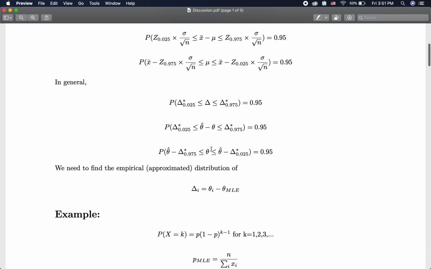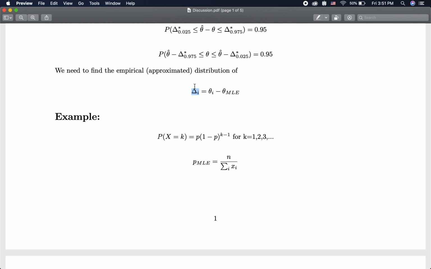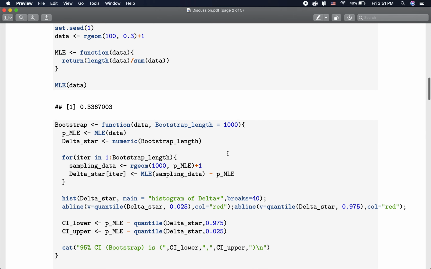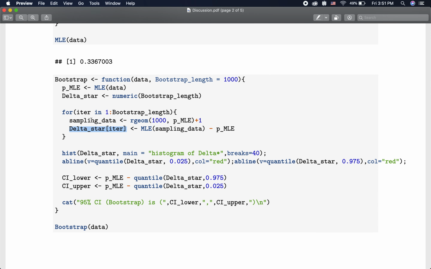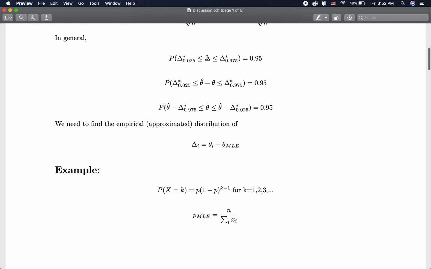Because of our construction, our delta is the difference between the simulation and the MLE. So we take the difference here. After these 1,000 simulations, we will get 1,000 delta I, and each delta I is the estimated parameter minus the MLE that we fixed at the very beginning. So in this object we will have 1,000 numbers, the 1,000 estimated delta I. From these we construct our empirical distribution of delta, and then we are going to find the 0.025 and the 0.975 quantiles, to further construct the interval for our final parameter of interest.